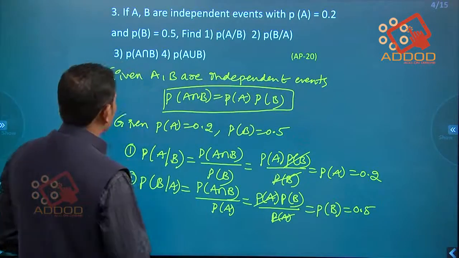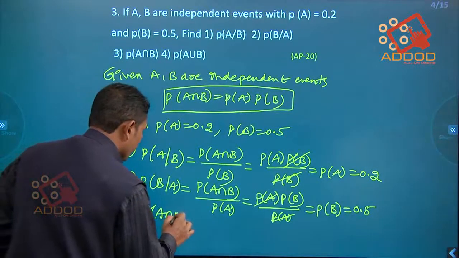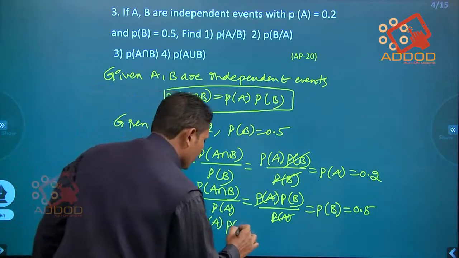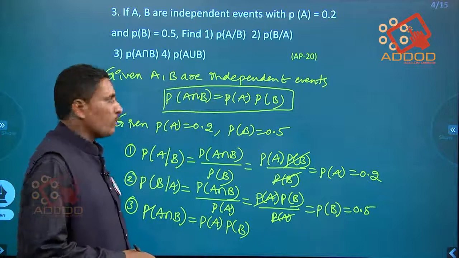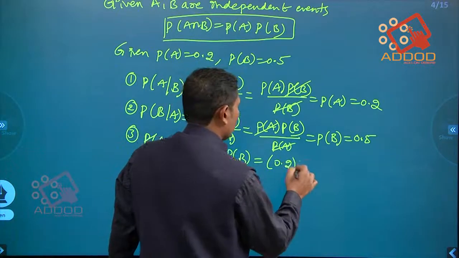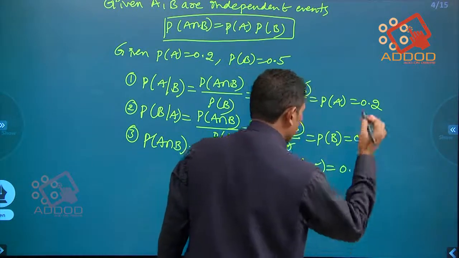Now go to the third one, P of A intersection B. P of A intersection B is directly written as both are independent events. That is nothing but P of A into P of B here. Nothing but 0.2 into 0.5. Both are multiplied here, giving 0.10.